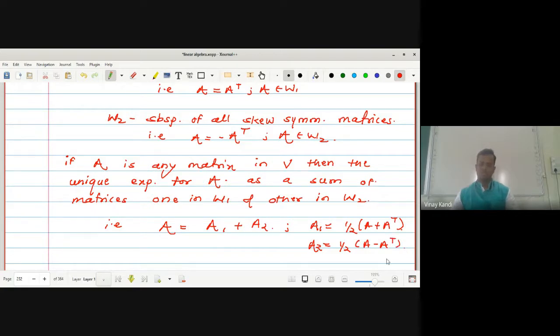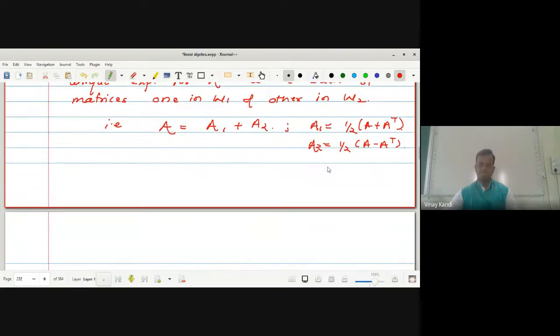Any doubt now? For any matrix A, this one is symmetric and this one is skew symmetric. That means A1 belongs to W1 and this A2 belongs to W2.